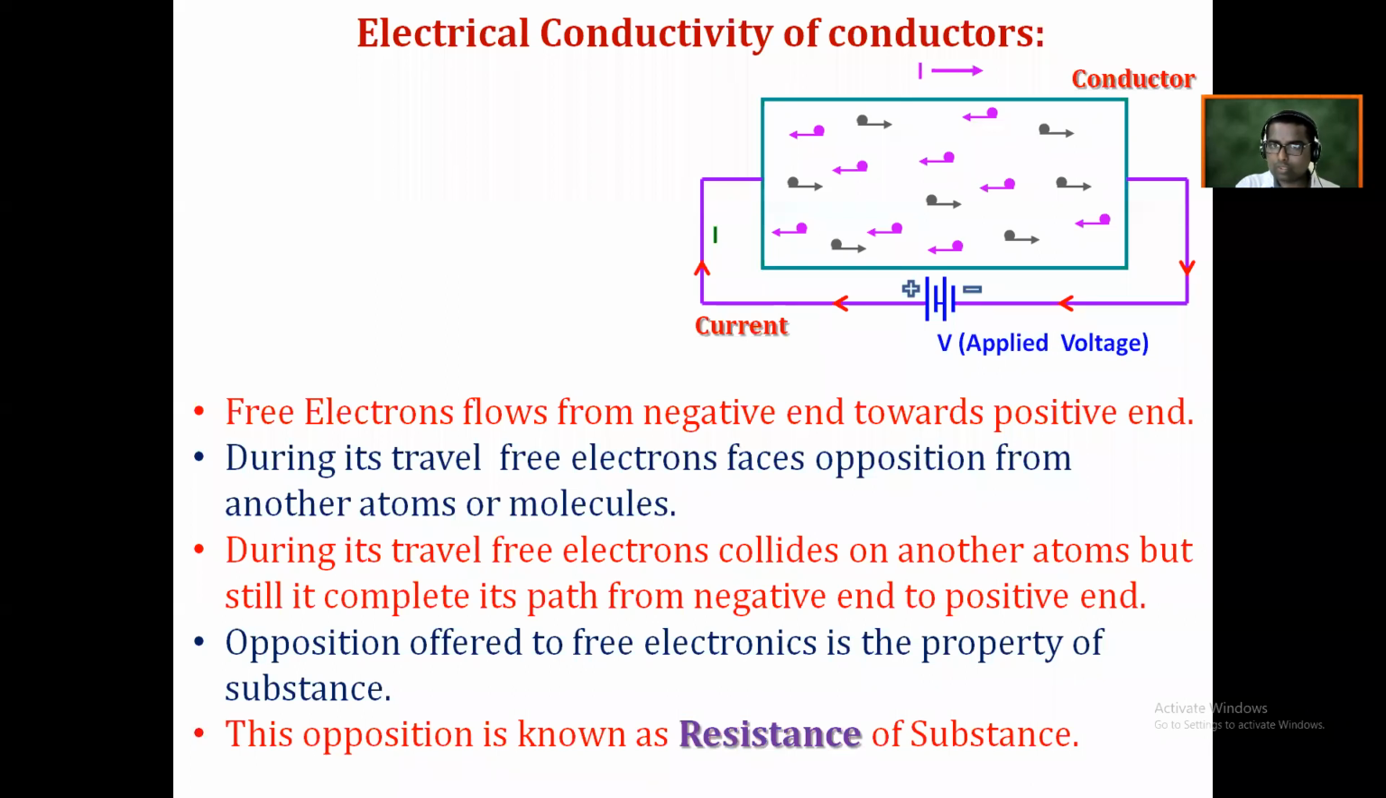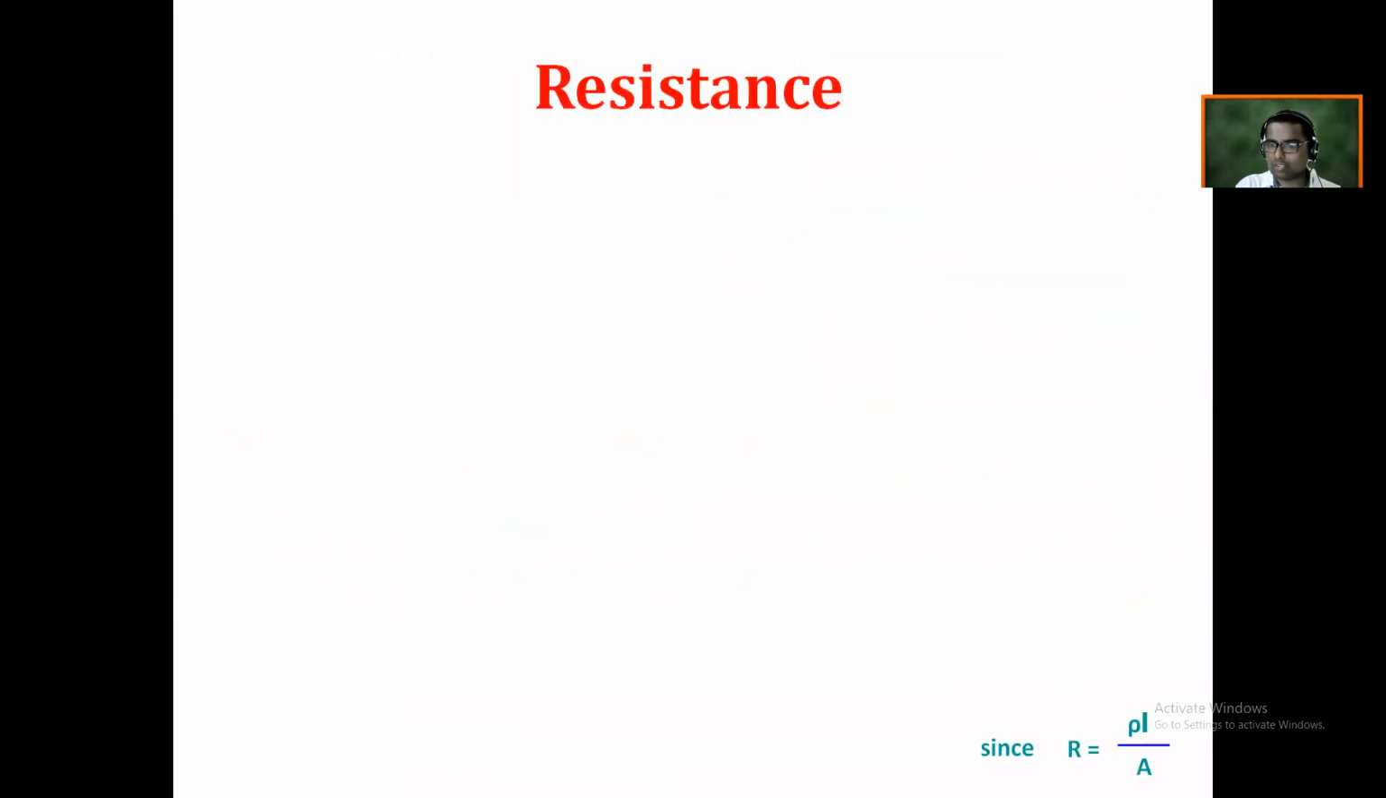Let's discuss the resistance. So how can you define the resistance? Can anybody try to create the definition of a resistance? Property of a substance to oppose the current. Absolutely correct. Absolutely correct. It is the property of a substance.